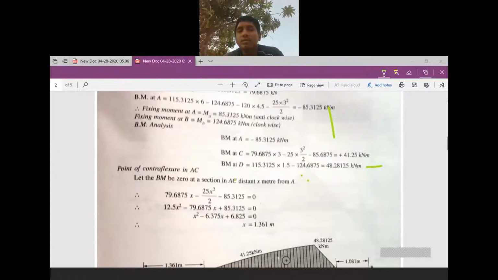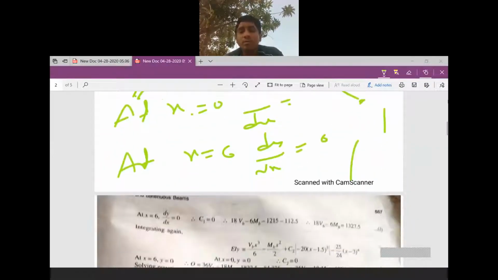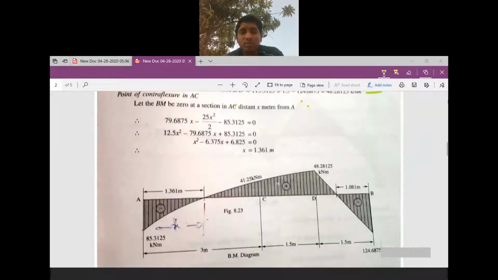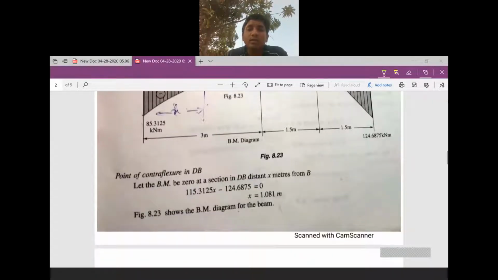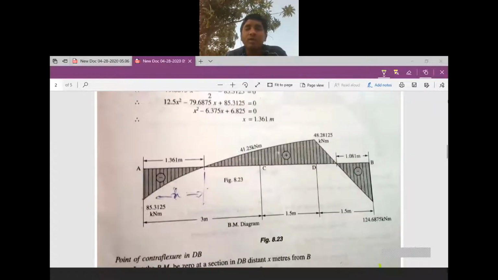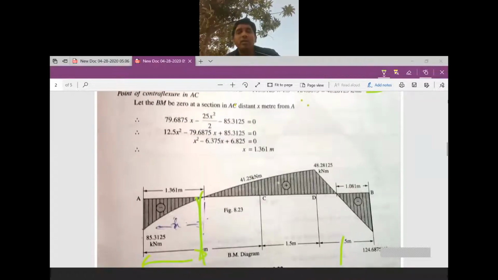Understand? The diagram will look like this. Then we'll calculate the point of contraflexure. Point of contraflexure means the point where the bending moment is 0. That means at this point the moment is 0.